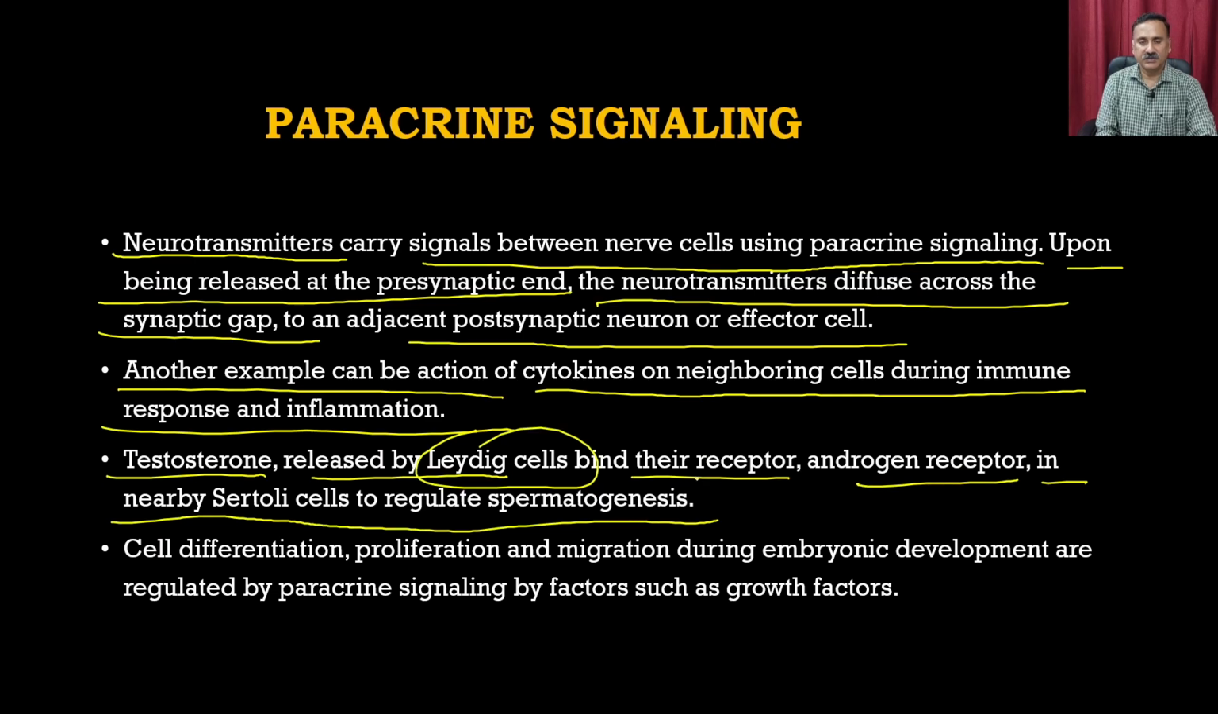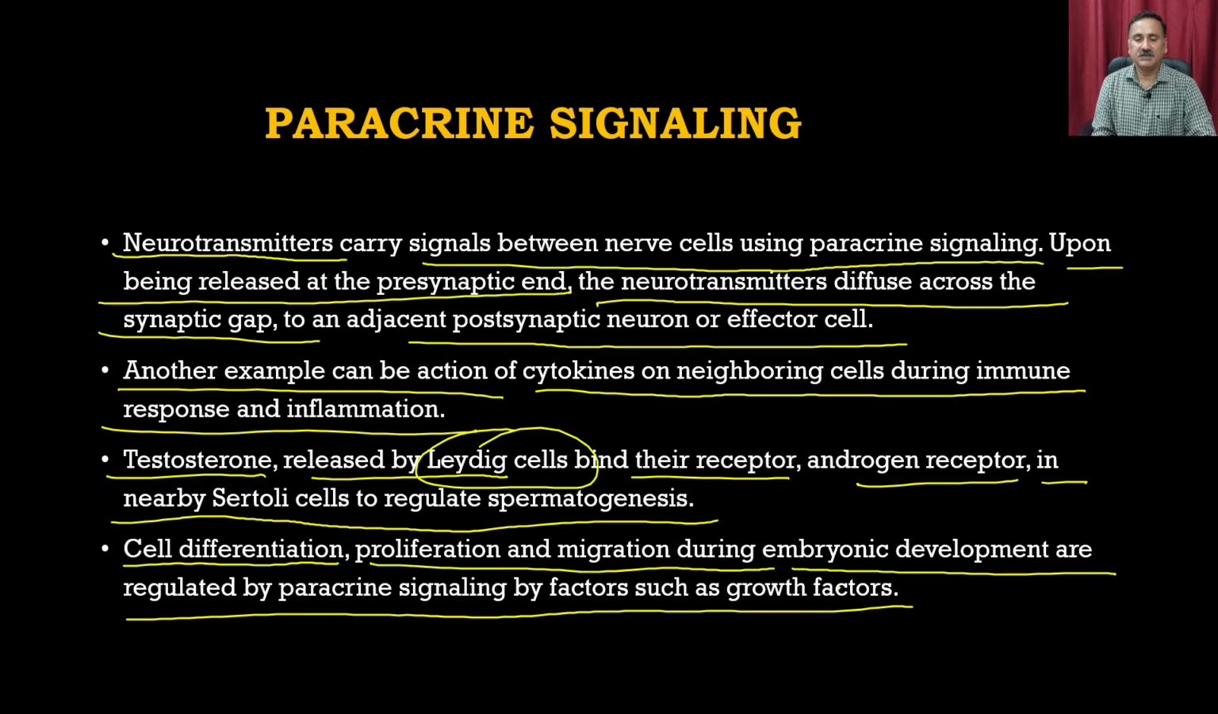regulate spermatogenesis. And then you also have examples of cell differentiation, proliferation and migration during embryonic development, which are regulated by paracrine signaling by factors such as growth factors. So paracrine signaling means talking to your friend sitting adjacent to you. So you're giving a signal maybe within your classroom, right? For example, if you're trying to give some signal to your friend who's sitting in the same room, that is also paracrine signaling.